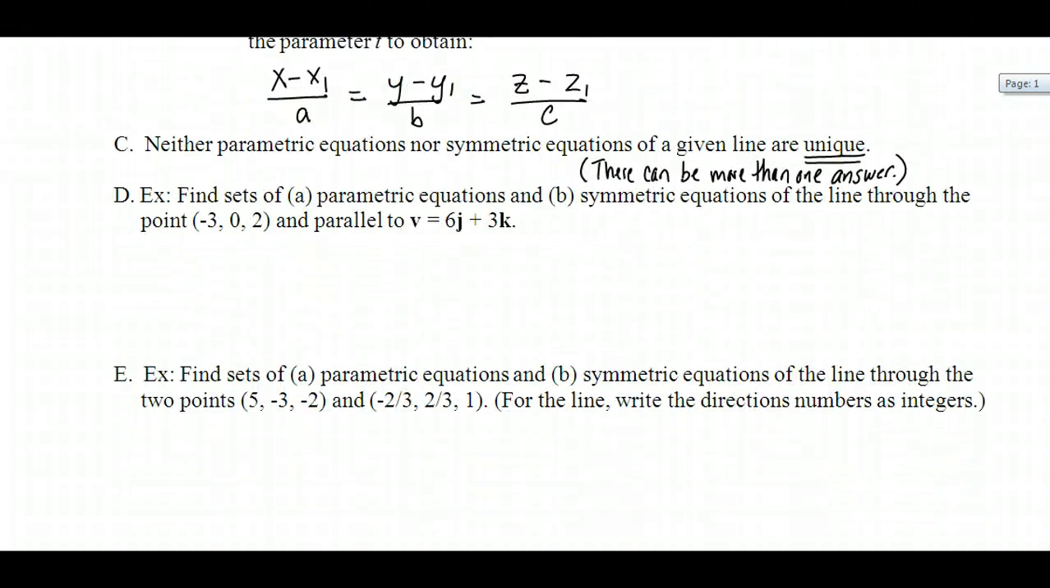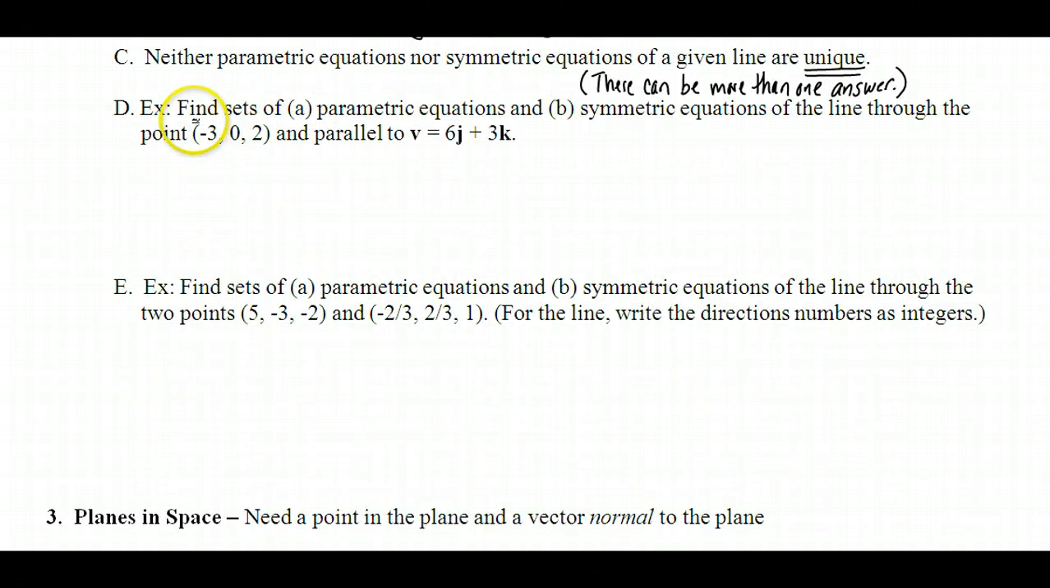Alright, so a couple examples here. We want to find sets of parametric equations and symmetric equations of the line through this point, negative 3, 0, 2. Obviously that has to be a point that's on the line. And it's going to be parallel to this vector. Well, when it's parallel, this is our direction vector then.